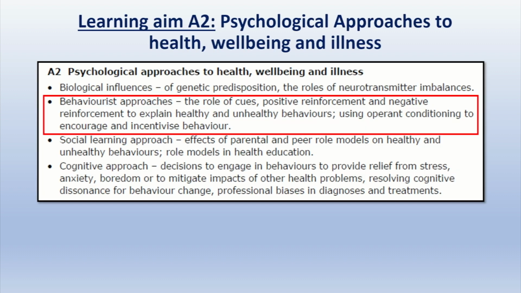Okay, so just going to have a quick look at the specification. The last video you did, you looked at biological influences, genetic predisposition and the role of neurotransmitters. In this lesson we're going to have a look at the behaviourist approaches. So you've got the role of cues, positive and negative reinforcement, and how we can use that to explain healthy and unhealthy behaviours using operant conditioning to encourage and incentivise behaviour. We're just going to cover that in this lesson, and then you're going to look at the social learning approach and the cognitive approach in a separate lesson.